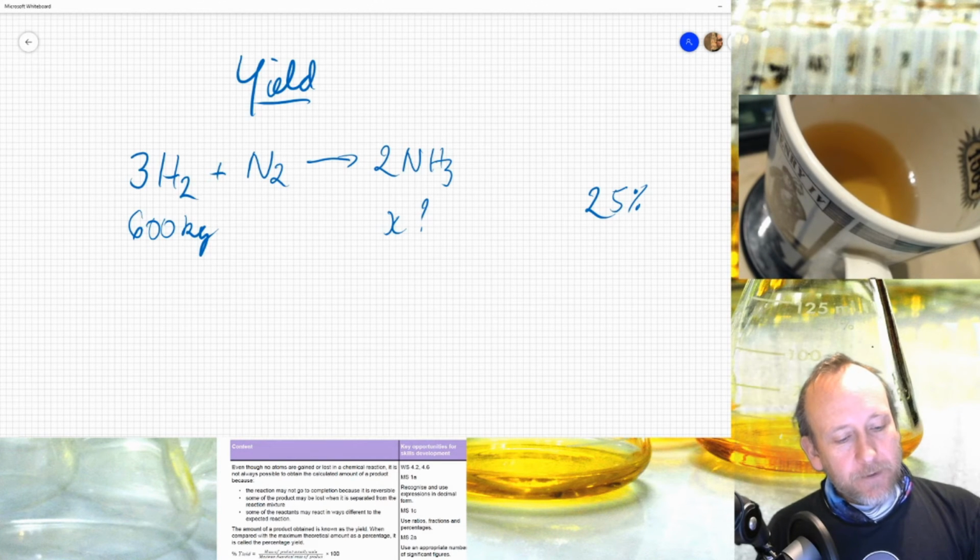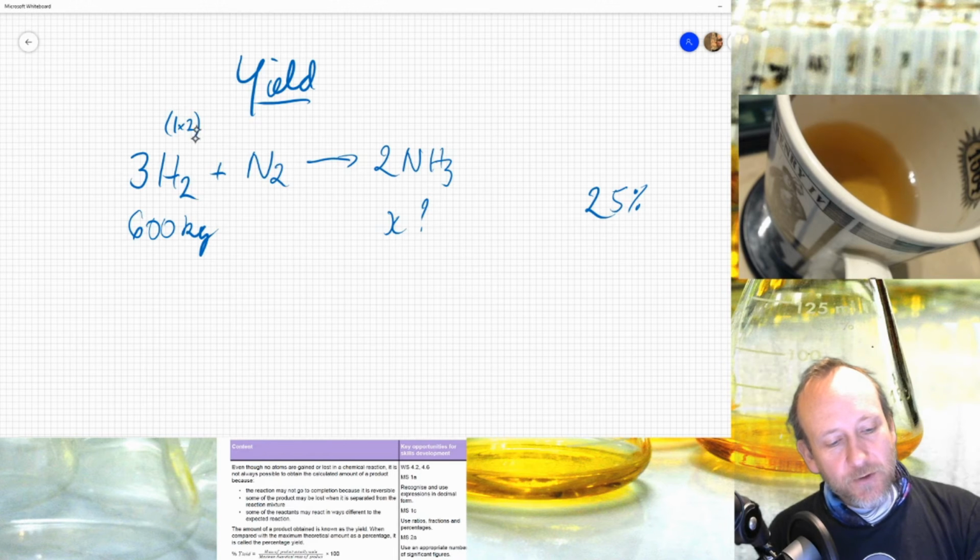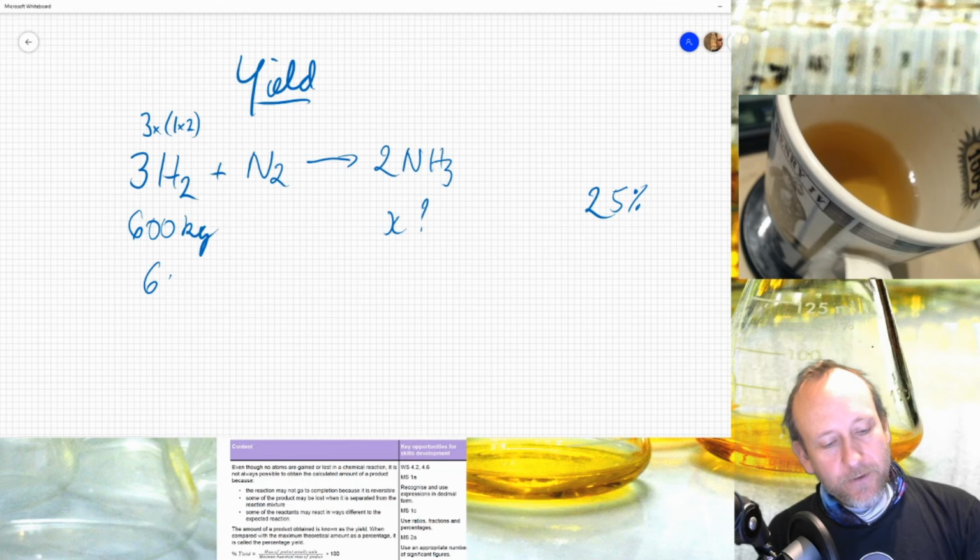So the first thing that you should do, of course, is calculate the relative formula mass. And that is 1 times 2 is obviously 2. So each hydrogen has a mass of 1, and then you've got 3 lots of that. And that gives you 6 grams, or a mass of 3 times 2 grams on the left hand side.